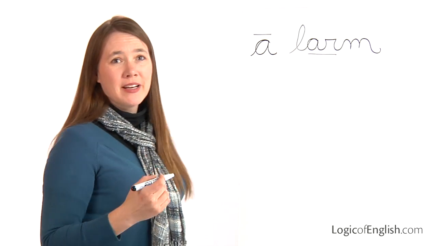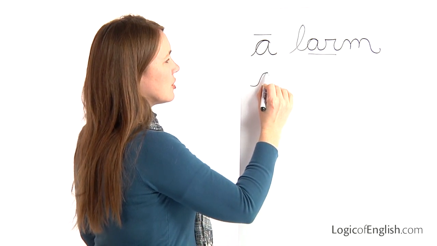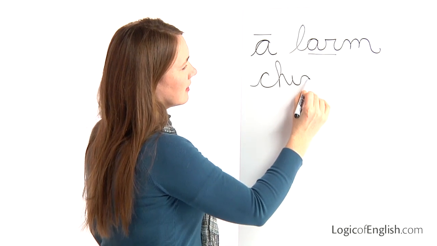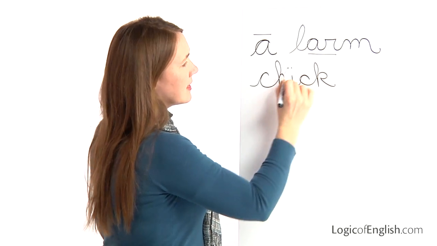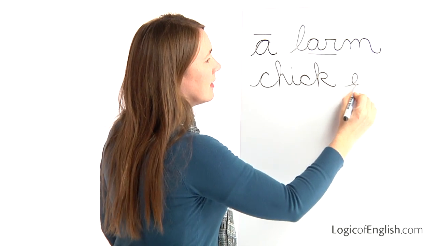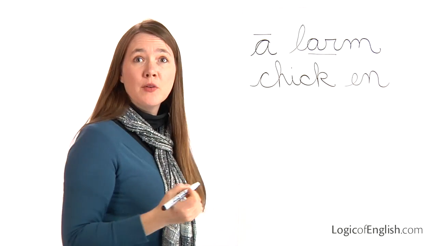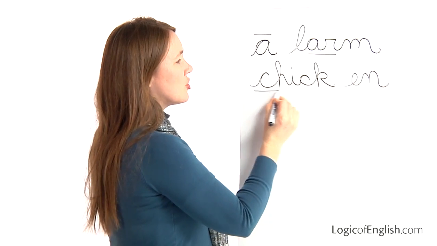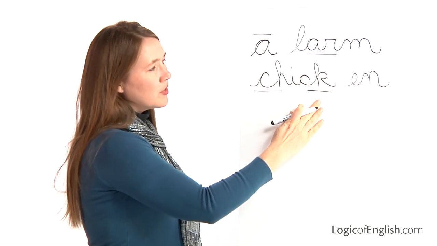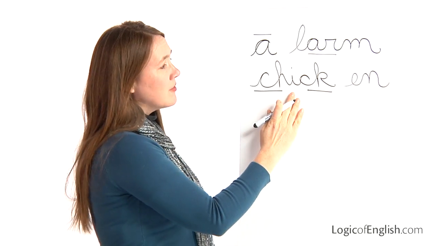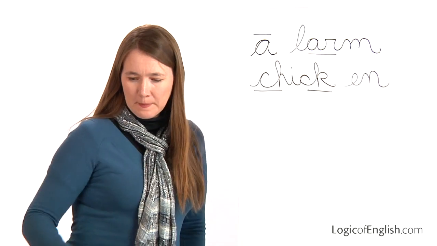And now help me to write it. The first syllable is chick. Ch, i, ck. The second syllable is n. N. And how will we mark it? We'll underline the ch and the ck. Notice we used a 2-letter ck after a single short vowel.